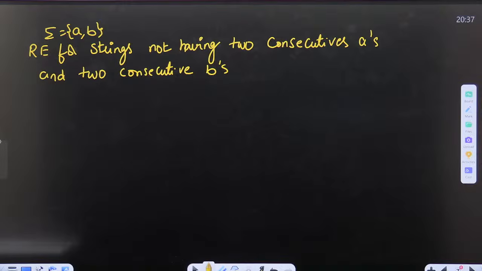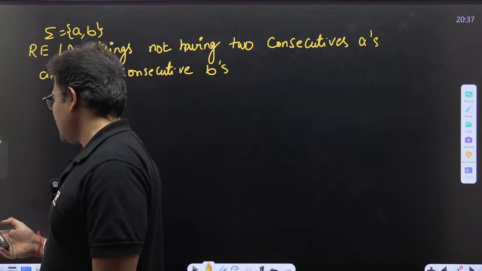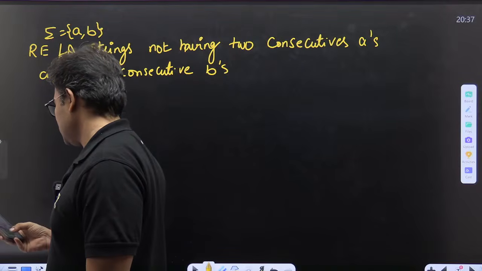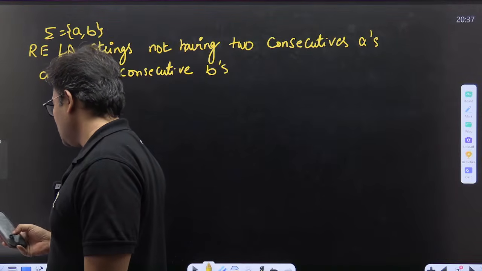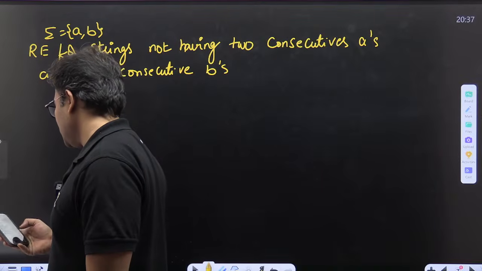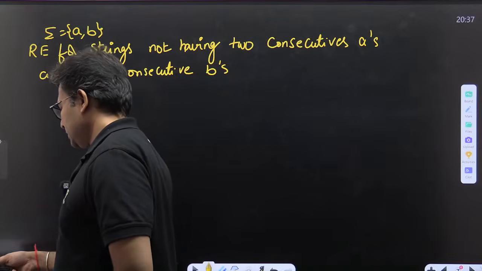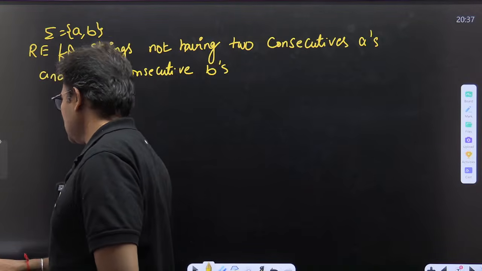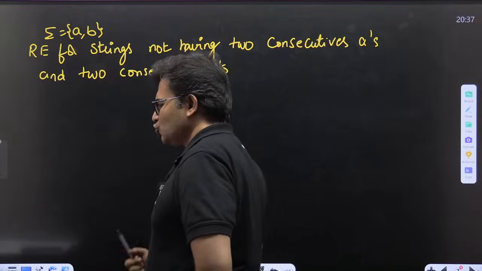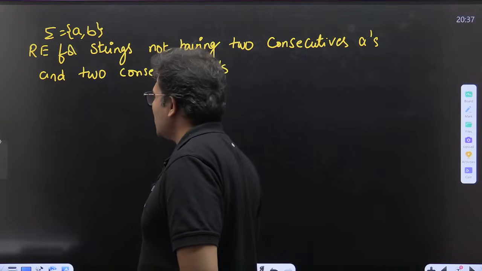Okay. So B's should not be consecutive, and A's should not be consecutive. Very good. Almost everyone has answered it right. Divya and Subrat, everyone has answered it almost right. There is a small problem which we have to fix.